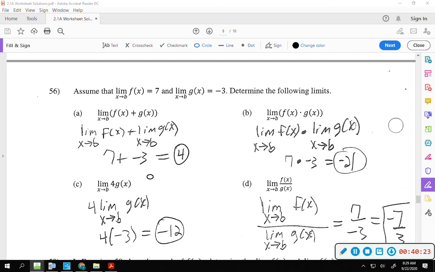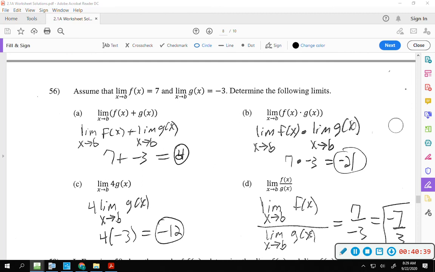We have a property that says if I'm taking the limit as x approaches any value of a sum of two functions, I can just look at it as two separate limits and add those limits together. They tell you the value of the limits right here. So we're just adding 7 plus negative 3, which is 4.